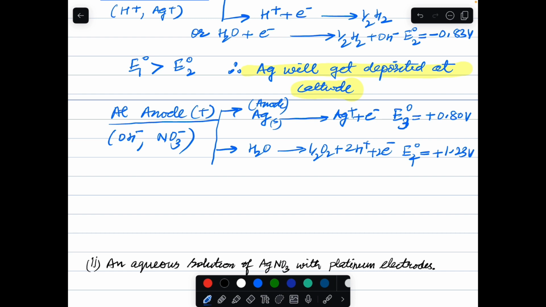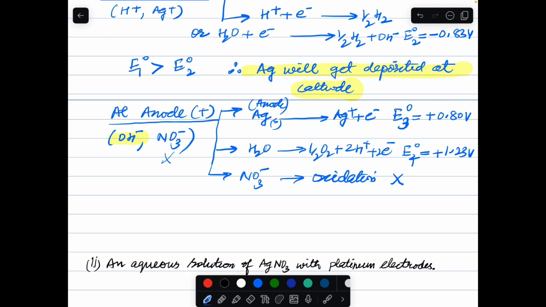Okay, so this is the second value, and lastly we are having nitrate ion also, and we are expecting oxidation of this also. Okay, but this nitrate ion will not undergo oxidation. Why? Because your OH minus ion has a greater tendency over nitrate ion to get oxidized at anode, and nitrate is a very stable ion with nitrogen in its highest oxidation state, so it is not easy to oxidize nitrate ion. So this ion will not be competing.